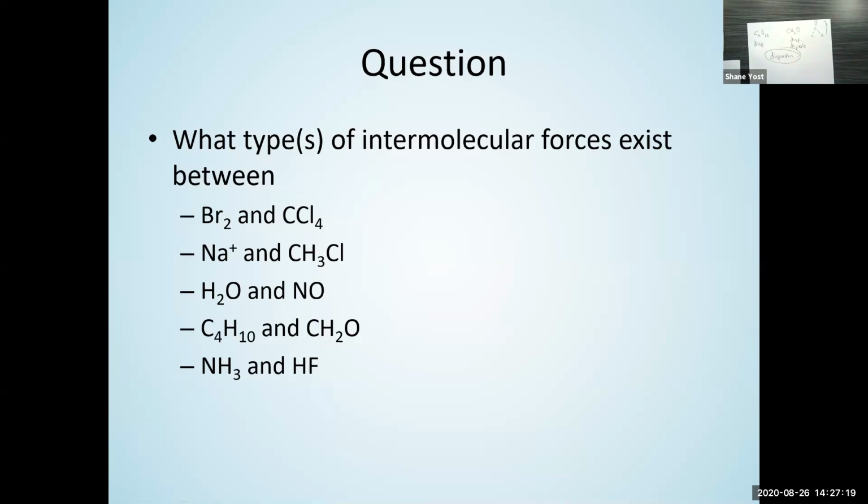And then finally, NH3 with HF. Hydrogen bonding, right? You have hydrogen bonding that exists in NH3, and you also have hydrogen bonding that exists in HF. And so these will have hydrogen bonding. Technically, they also have dipole-dipole and dispersion, with hydrogen bonding being the strongest intermolecular force that exists between these two molecules.